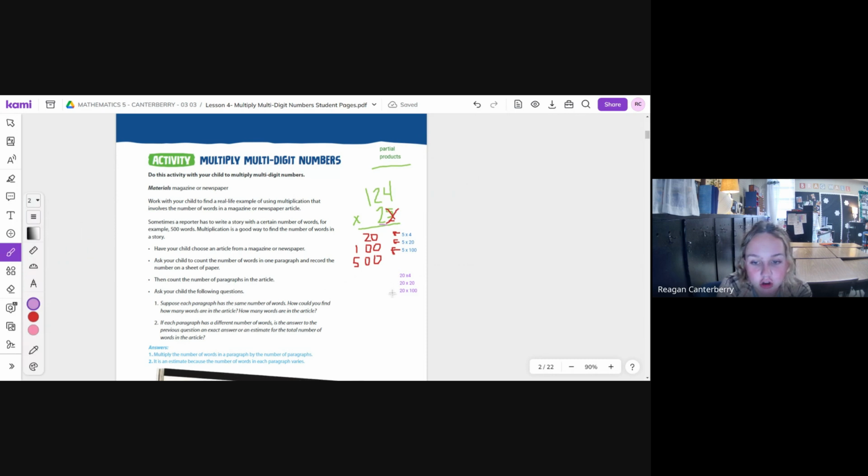I'm not going to draw the arrow because someone's waiting to talk to me. But they draw these arrows. 20 times 4 is 80. 20 times 20 is 400. And 20 times 100 is 2,000.